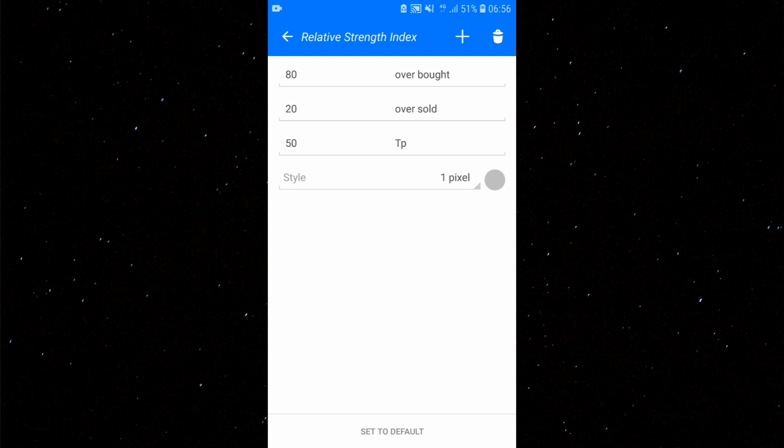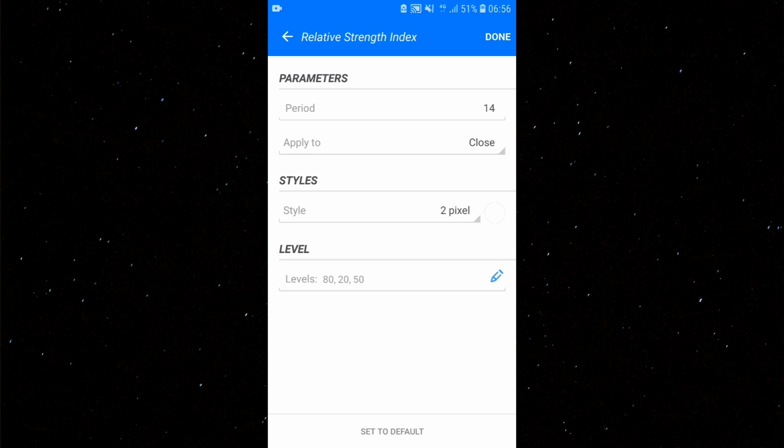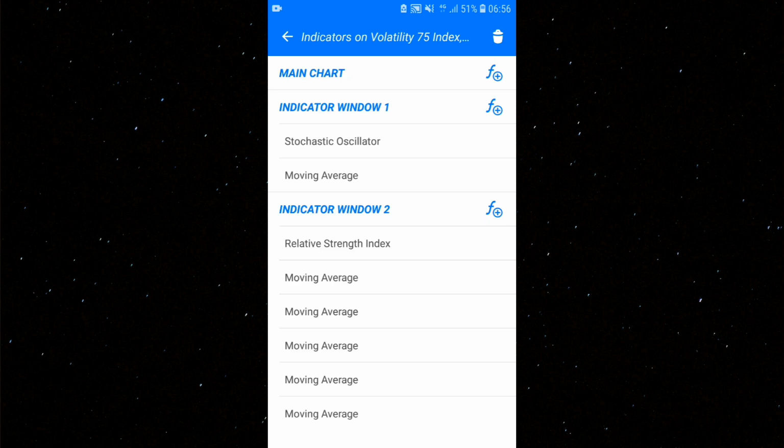For the case of style, you can put any pixel of your choice, since pixel is just a matter of your vision. If your vision is too good, you can put even 1 pixel. If your vision is too bad, you can put up to a maximum of 4 pixel, and the color is gray. So let's go back and see the last 5 moving averages.